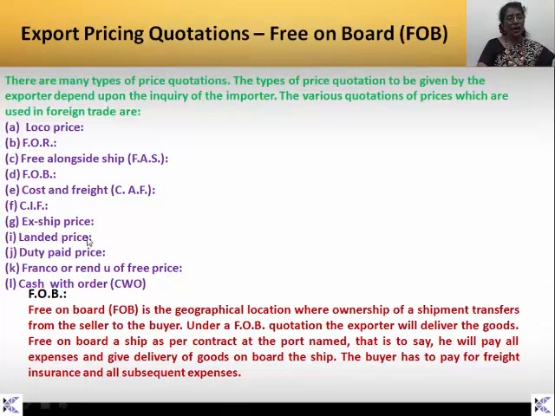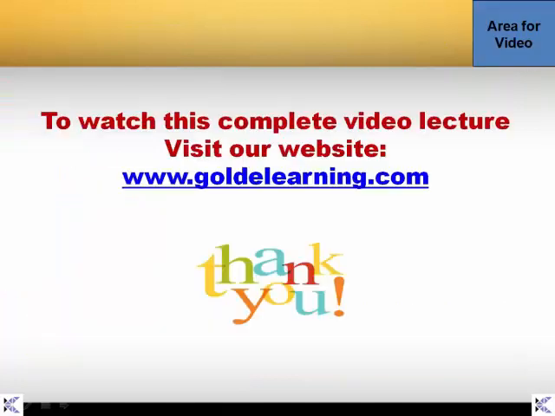Then ex ship price, what the price was at the ship. Then landed price, what the price became at the time of landing. Then duty paid price, or franco, or rent you of free price. Rent you of free price or franco price is the costliest price within the export pricing quotation. According to the particular destination and the transportation mode, the price goes very high. So franco price is a very costly price. Cash without order is also one of the export pricing quotations. Thank you.